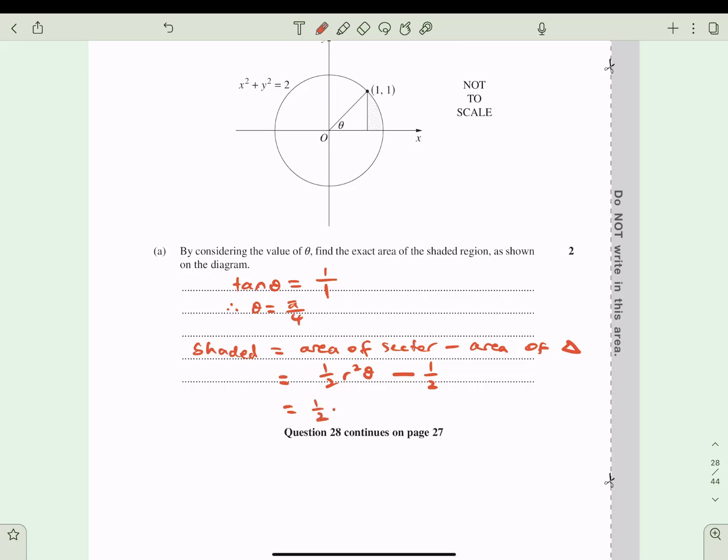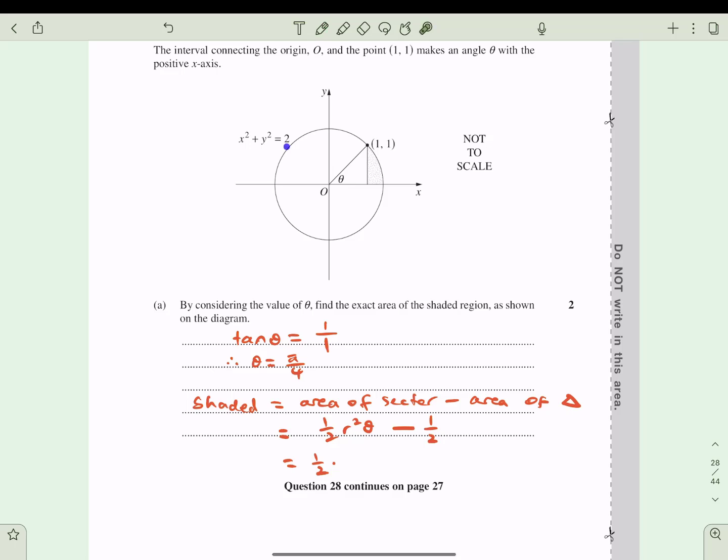So the area of a sector is half times the radius squared. Now, we know that the equation of my circle is x squared plus y squared equals 2, so my radius must equal root 2, and my radius squared must equal 2. Therefore that's half times 2 times theta, which we now know is pi on 4. Remember, for this equation, when we deal with the area of a sector, we must leave theta in terms of radians only.